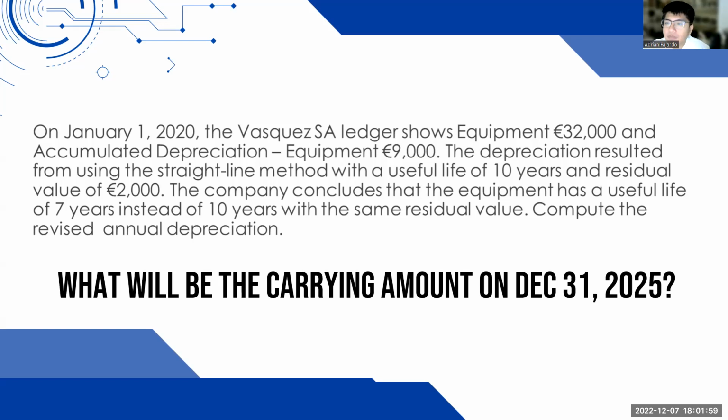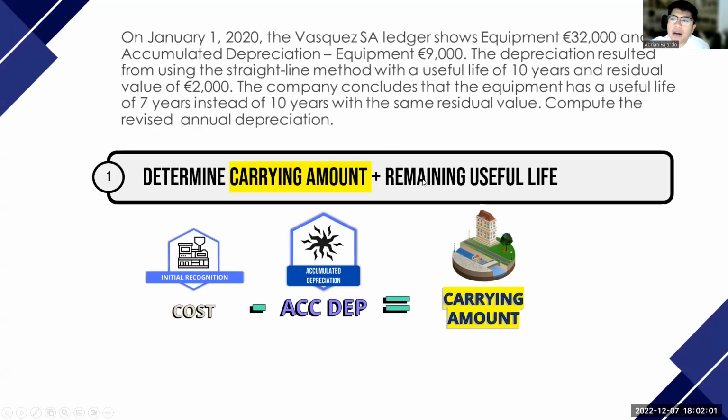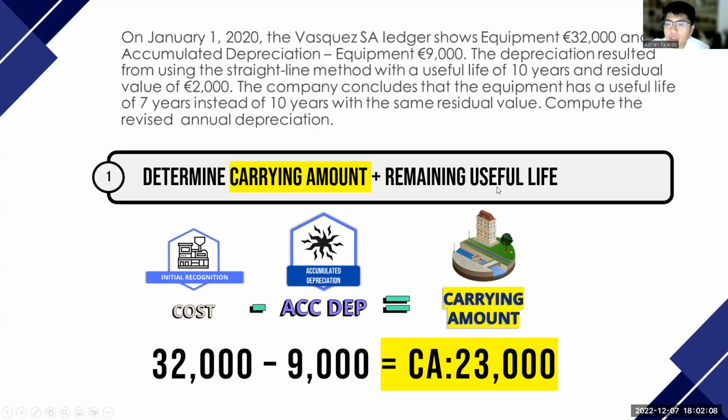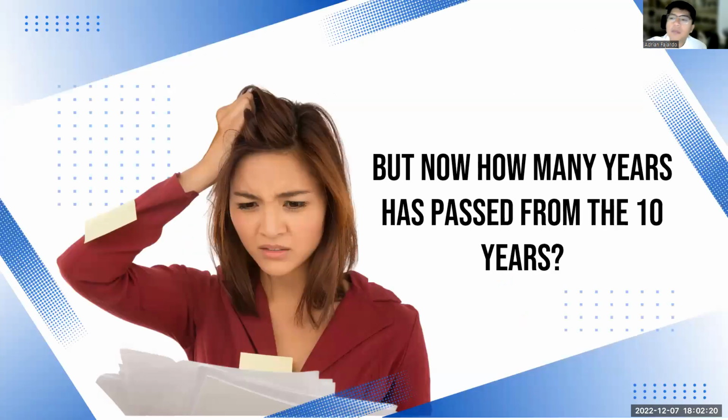So, the first thing is let's determine the carrying amount and the remaining useful life. So, ang carrying amount natin is just basically what? 32,000 equipment minus ACDEP of 9,000. Ang carrying amount natin before the change is 23,000. So, super important to get the carrying amount. Right? 23,000.